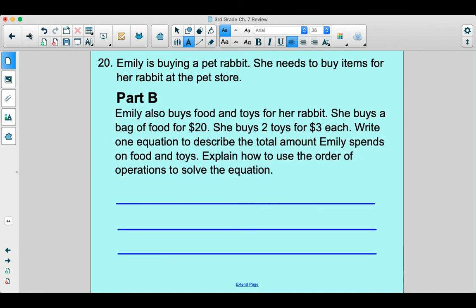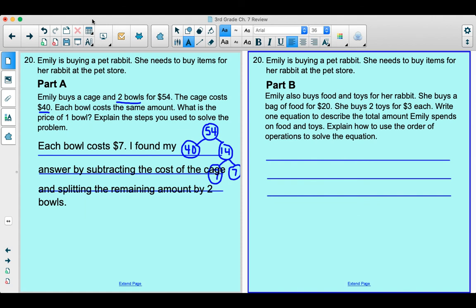All right, here comes part B. Emily also buys food and toys for her rabbit. She buys a bag of food for $20. She buys 2 toys for $3 each. Write one equation to describe the total amount Emily spends on food and toys. Okay, so we actually need to see the last page too. So let's see. There we go. So because it says we have to have one equation for food and toys.